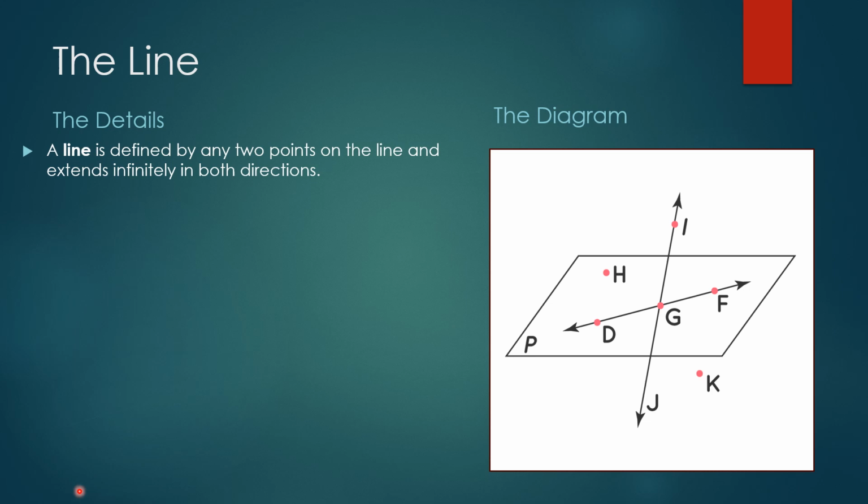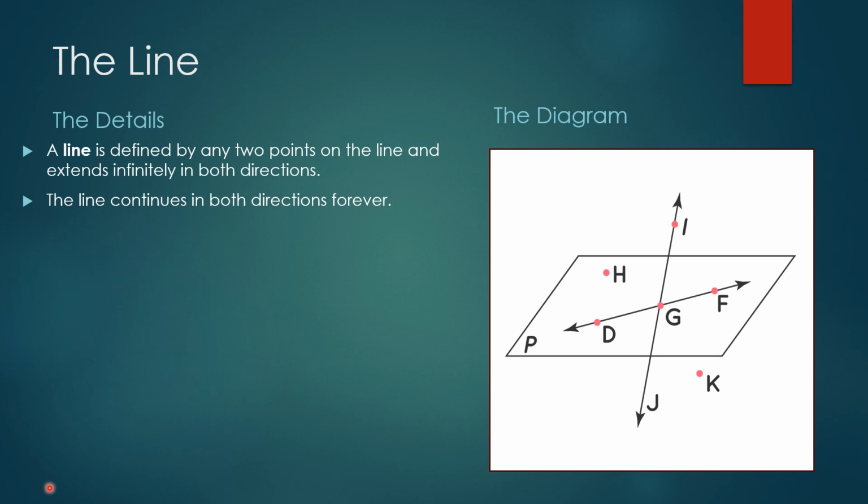From a point, we can create lines. A line is defined by any 2 points on the line and extends infinitely in both directions. So essentially, a line has 2 points in it and it extends. Now 2 points is the minimum, but it can have a bunch of different points. If we think about linear functions, all those solutions, all those ordered pairs that lie on the line would be considered a point of that line.